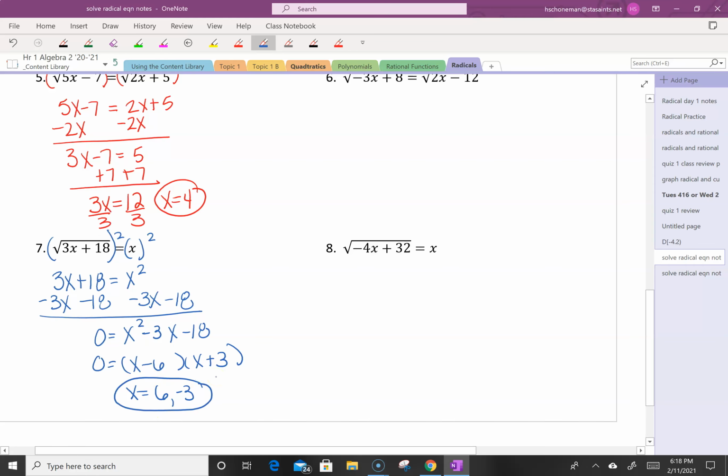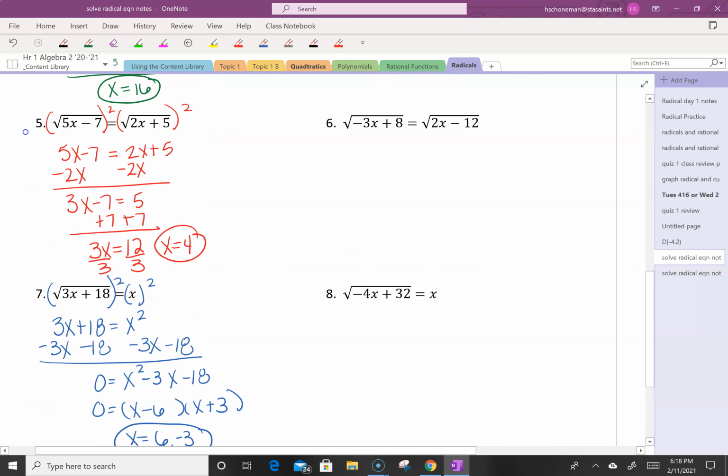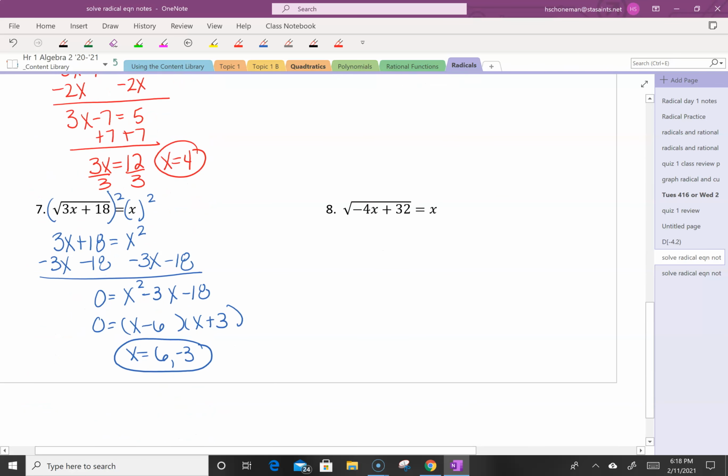Okay, but here's the catch. When you factor, and for the first few, we didn't need to factor, so it wasn't an issue. But when we factor, there's a chance that you could get an extraneous solution, meaning you could get an answer that wouldn't be true. It looks like it works, but it doesn't quite. So how do we figure that out? Well, we've got to check it. So I'm going to check my answers.